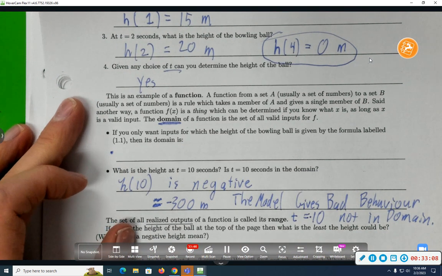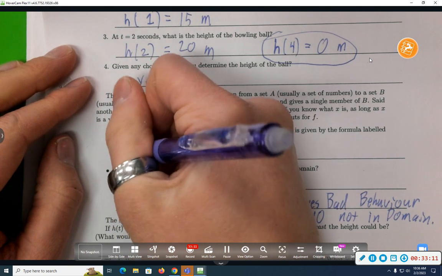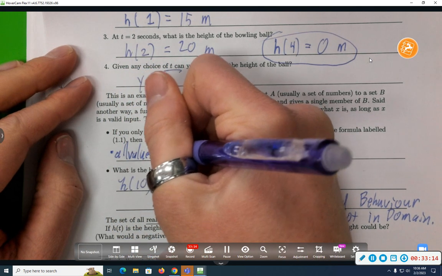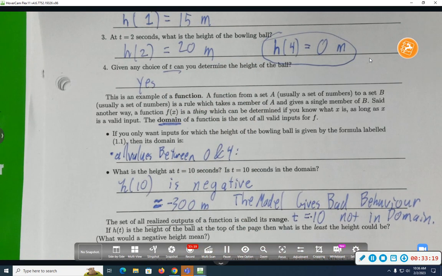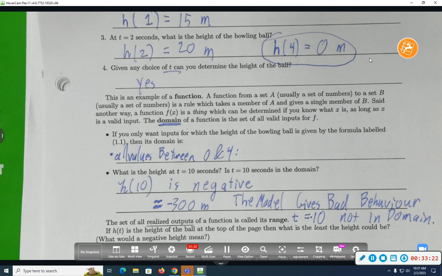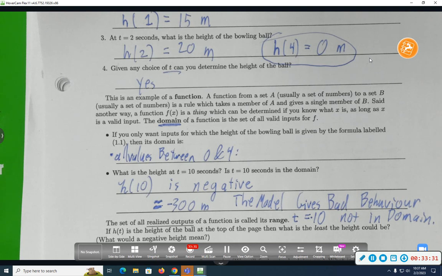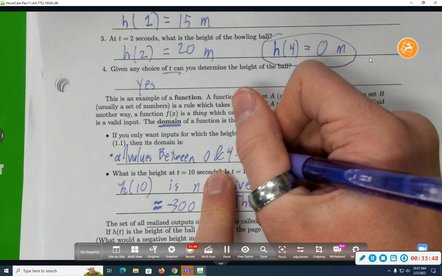Would it include 0 and 4? Ooh, let's discuss. So, at time equals 0, the height is at 0. Is the height being 0 a reasonable behavior for the height of the bowling ball to have? So should 0 be included? At time equals 4, the bowling ball has landed. Is height being 0 reasonable for the height of the bowling ball at the moment it lands? So I think that can be included. So it looks like it should be all values between 0 and 4 inclusive.